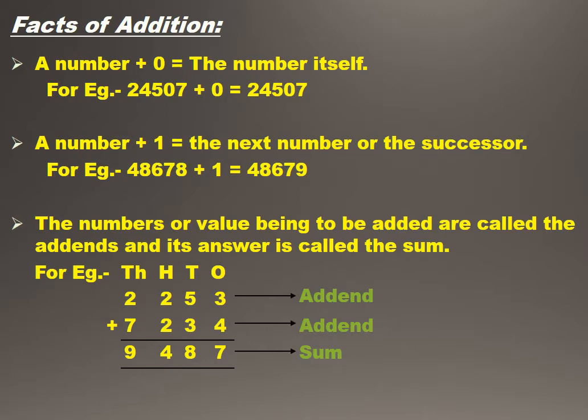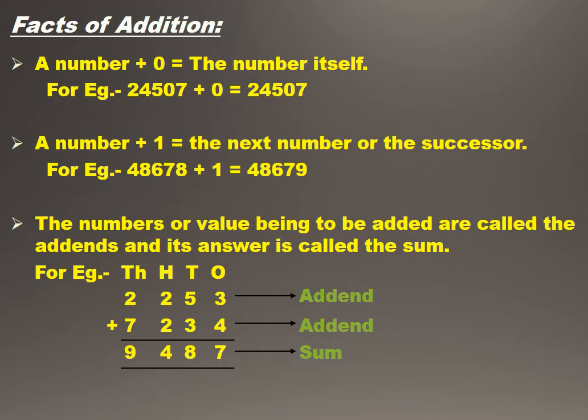Smaller numbers can be added horizontally, but big numbers are added vertically under the place value chart. Adding 0 to a number does not change the value of the number. This is our first property. What is our first property? If we take any number and add 0 to it, that gives us the number itself. Simple.